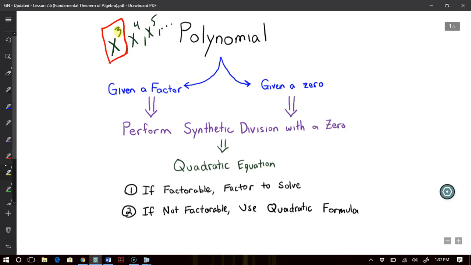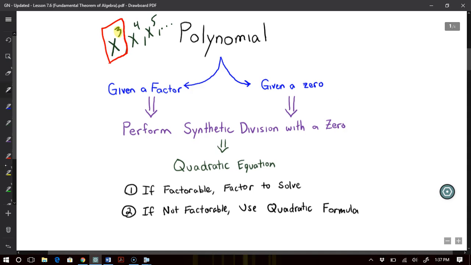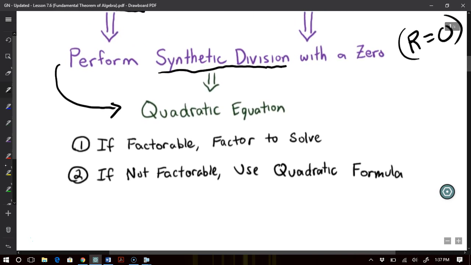The problem is we can't do much in the x cubed form. We are going to then either have to be given a factor, or you can be given a 0, and you're going to do synthetic division with it. Because if I give you one of those, we learned just based off the previous stuff, you should get a remainder of 0. But if I divide an x cubed by a factor, which is going to be an x, I'm going to get, after the division, a quadratic. And a quadratic, we know how to solve.